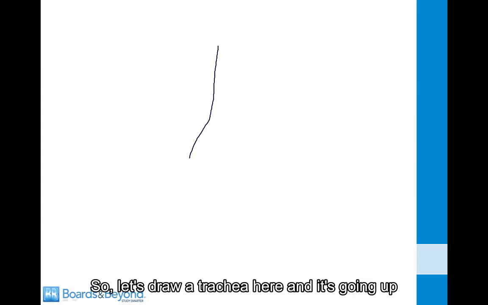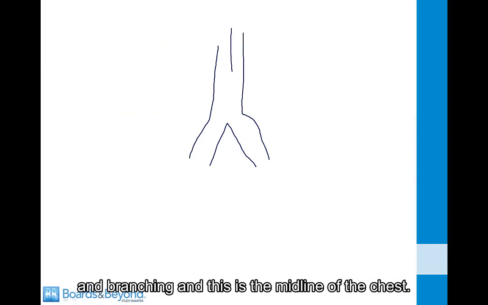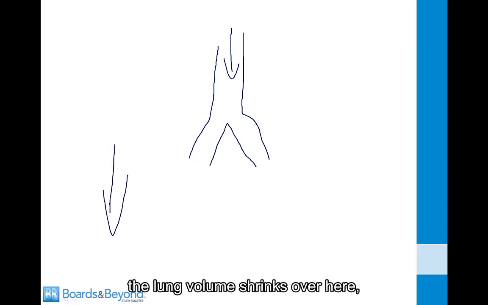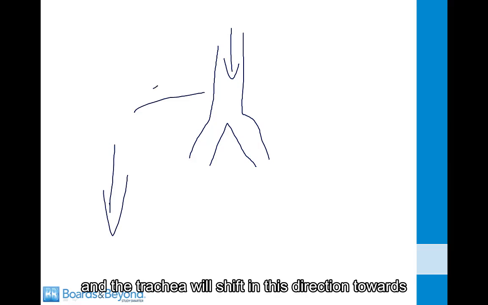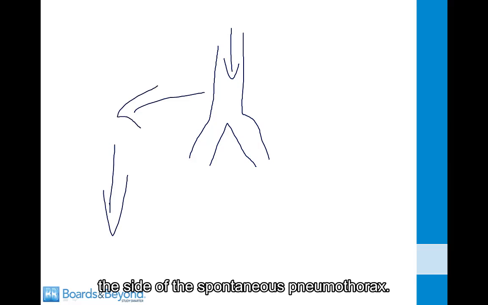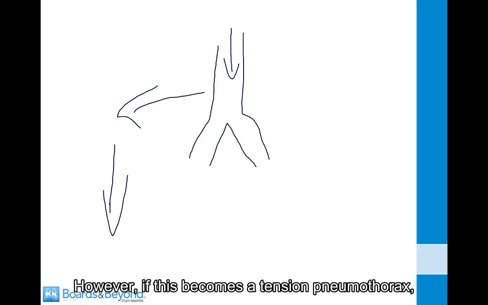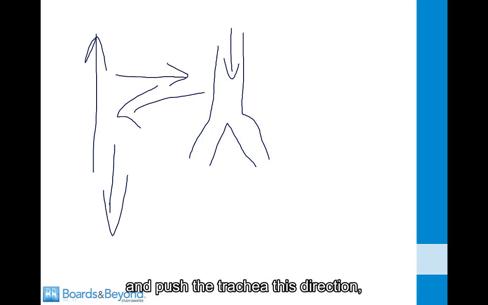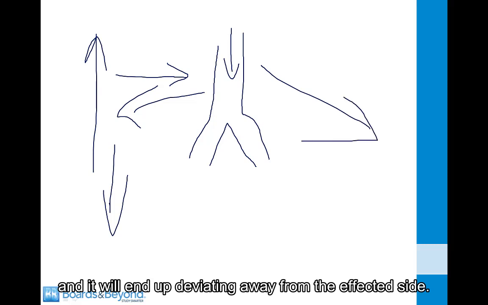So let's draw a trachea here, and it's going up and branching, and this is the midline of the chest. If you have a spontaneous pneumothorax, the lung volume shrinks over here, and the trachea will shift in this direction towards the side of the spontaneous pneumothorax. However, if this becomes a tension pneumothorax, air is going to steadily increase on this side and push the trachea this direction, and it will end up deviating away from the affected side.